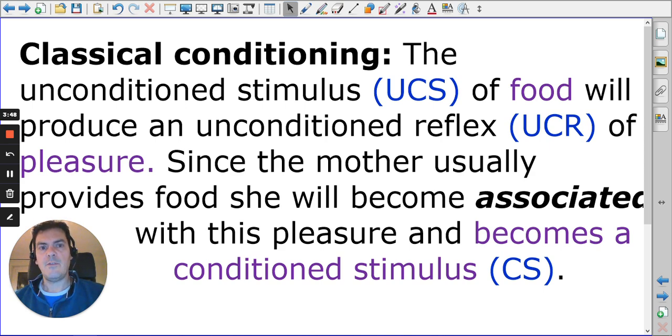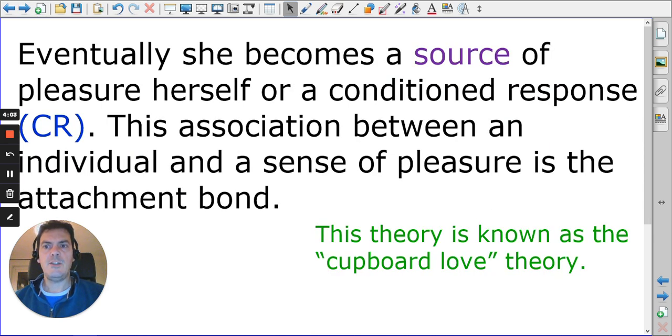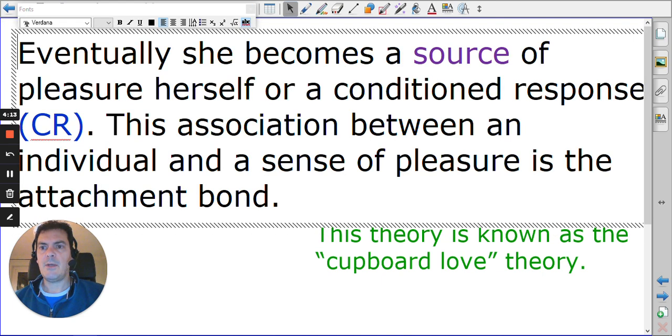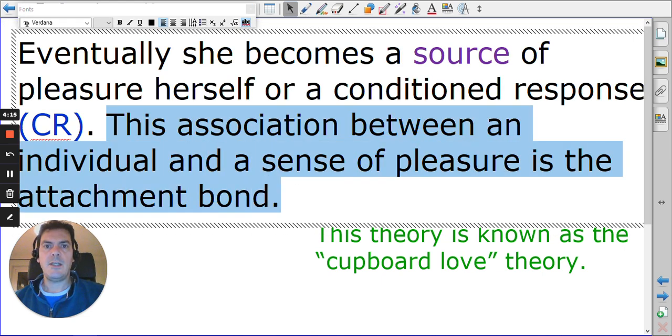So we see that the food must be called the unconditioned stimulus, and it produces a reflex or response of pleasure. Now, of course, we associate the mother with this pleasure, and so she becomes a conditioned stimulus. Eventually, she is the source of pleasure herself, and we have a conditioned response of the baby being happy. Now, what I have written here at the end, and I'm going to highlight it, is actually a very important aspect of how we need to talk about this.